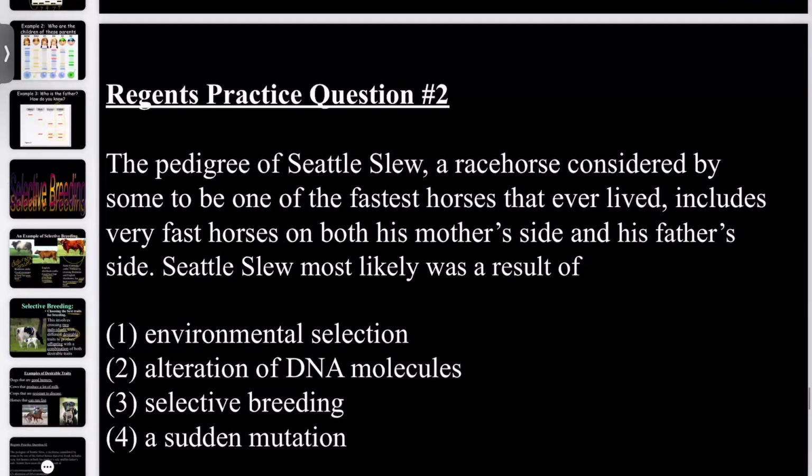Okay, so let's do one last practice question and this will close us for today. The pedigree of Seattle Slew, a racehorse considered to be one of the fastest horses that ever lived. What is a desirable trait here? The speed. It includes very fast horses on both his mother's side and his father's side. Seattle Slew most likely was a result of environmental selection. Is that true?